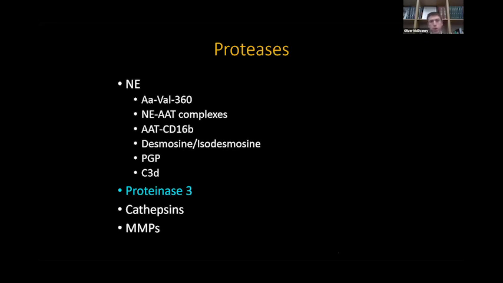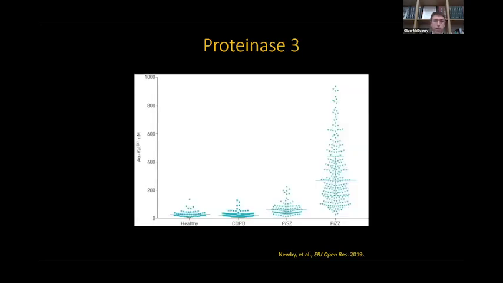Well, in terms of proteinase 3, we think it's important, and I know our colleagues over in the United Kingdom agree with us. This slide is from an interesting paper by Robert Stockley's group looking at a PR3-specific product. This one's called A-alpha-Val-541. It's a measure of PR3 activity.